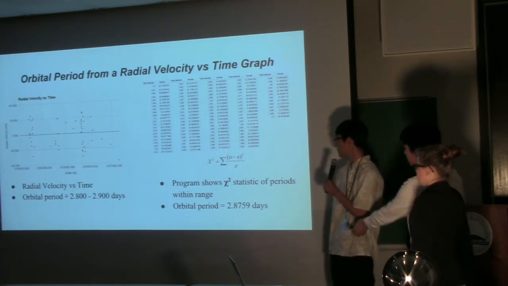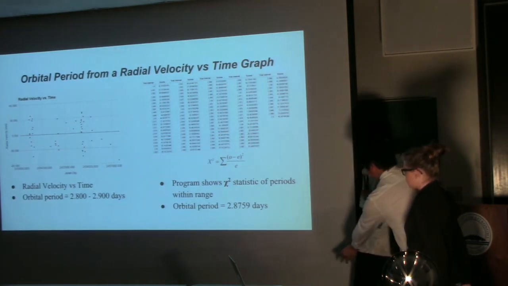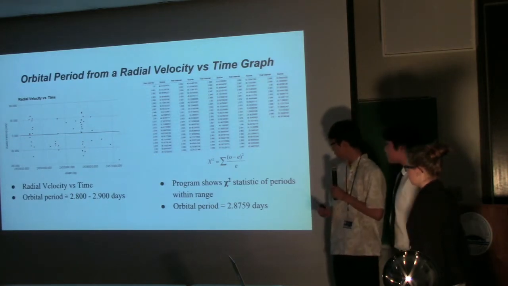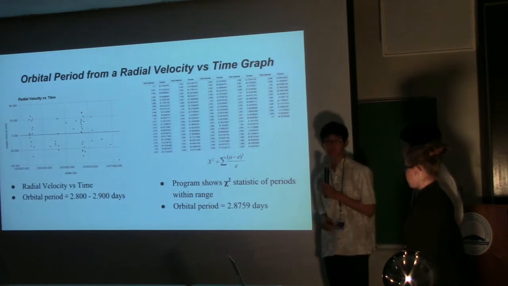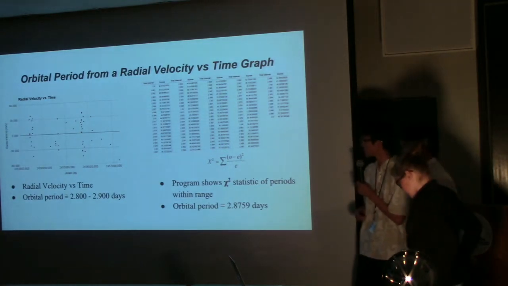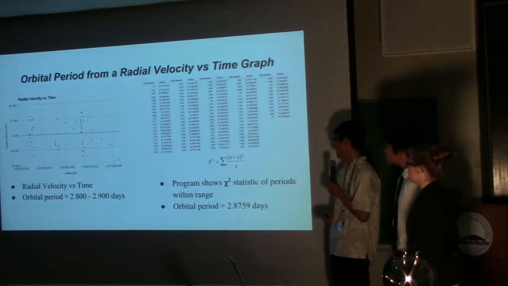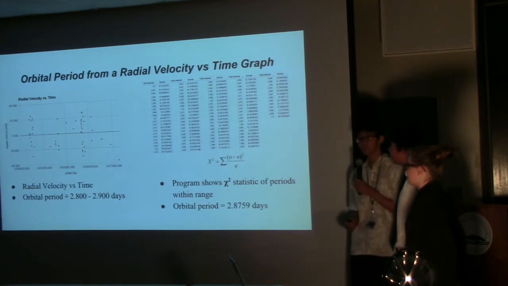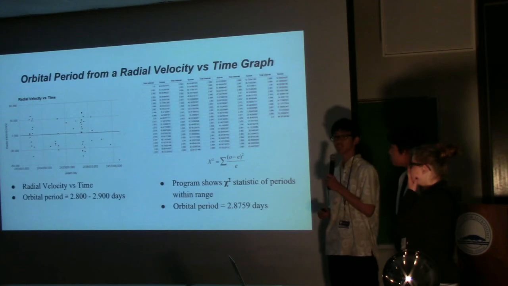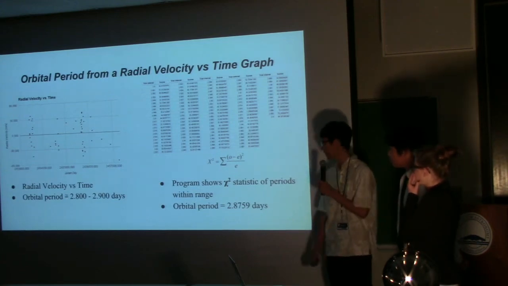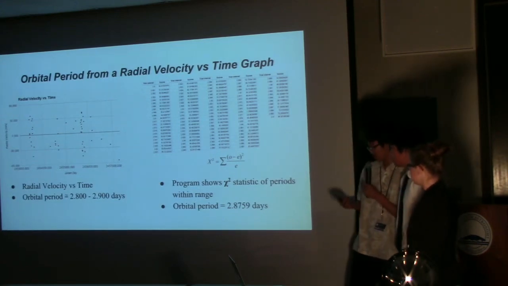After narrowing down the orbital period to about a tenth of a day, we used a program to show all the intervals from 2.800 to 2.900 days. This was in order to find the closest chi-square statistic to 1, and we found the orbital period to be 2.8759 days.